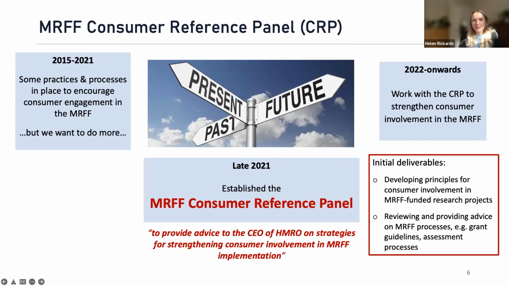And the two things that we are going to be working with this panel to deliver in the first instance is developing some principles for consumer involvement in MRFF funded research. And then also we're going to work with the panel and get them to review and provide advice on our MRFF processes. So on our grant opportunity guidelines and on our assessment processes. I note in the chat that some people have mentioned that consumers don't score in MRFF processes, and some comments about how associate investigators are included and described in applications. So those are the sorts of things that we're really keen to learn more about with the support of this MRFF consumer reference panel, so we can improve and promote consumer involvement in MRFF grant funding going forward.